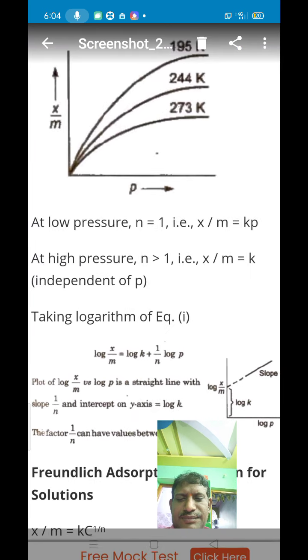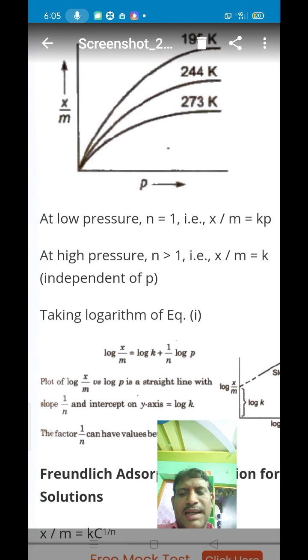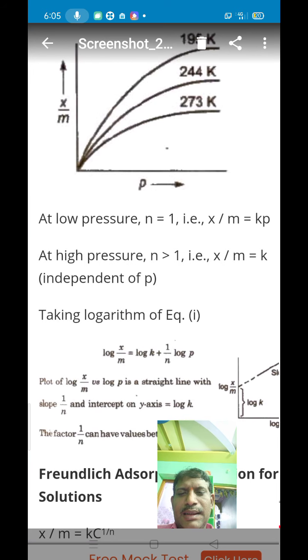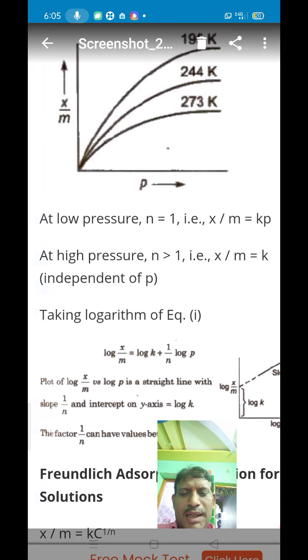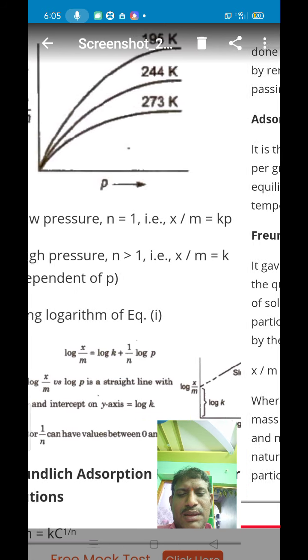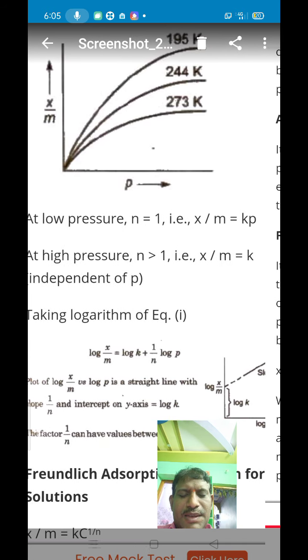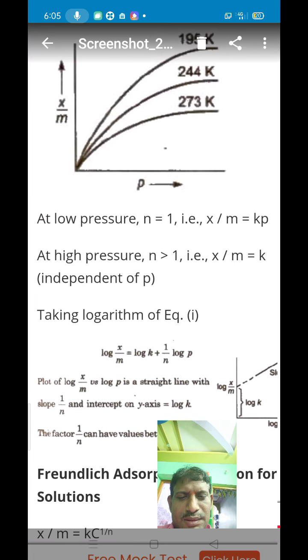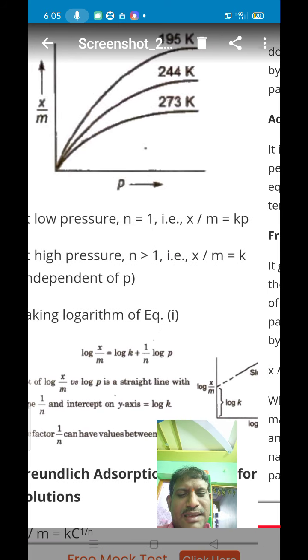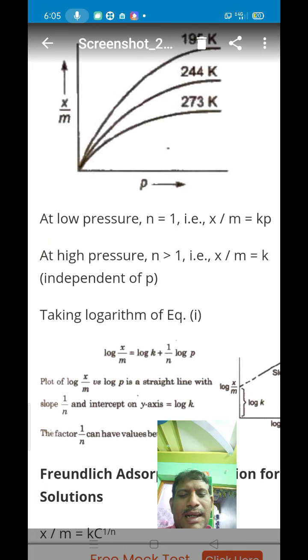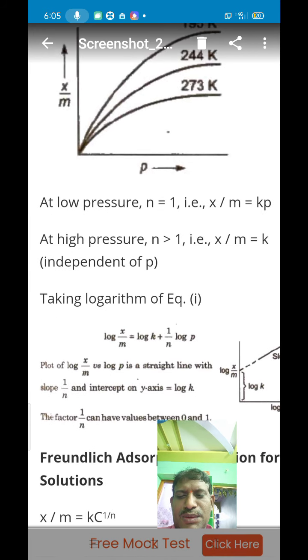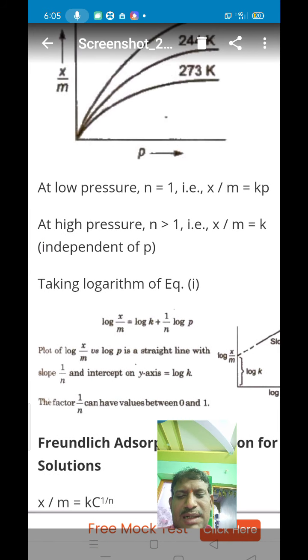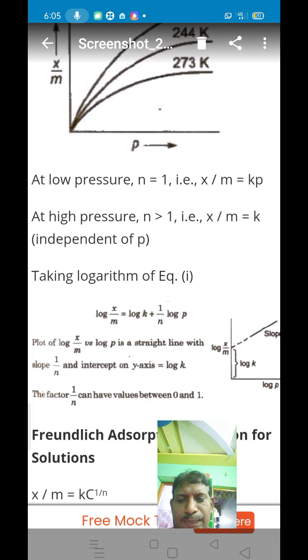At low pressure, the value of n is equal to 1, that means x by m is equal to kp. That means at low pressure the extent of adsorption increases with pressure. At high pressures, where n is greater than 1, x by m is equal to a constant. Therefore the extent of adsorption is independent of pressure.